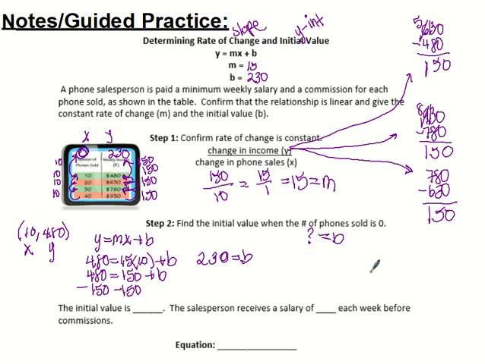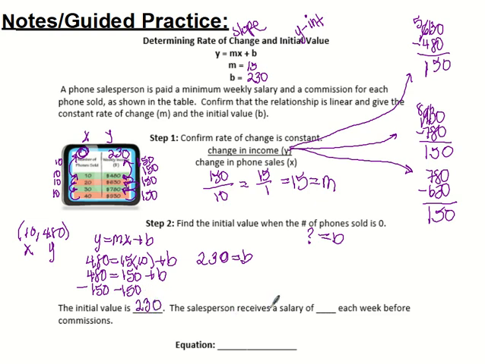video. All right, so we figured out what our M was, and we figured out what our B was, and now that we know those things, we can write the equation. So our initial value was our B, it was this 230.